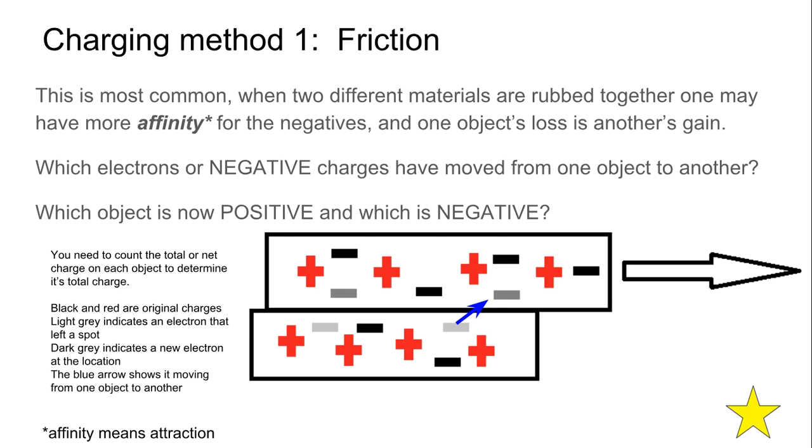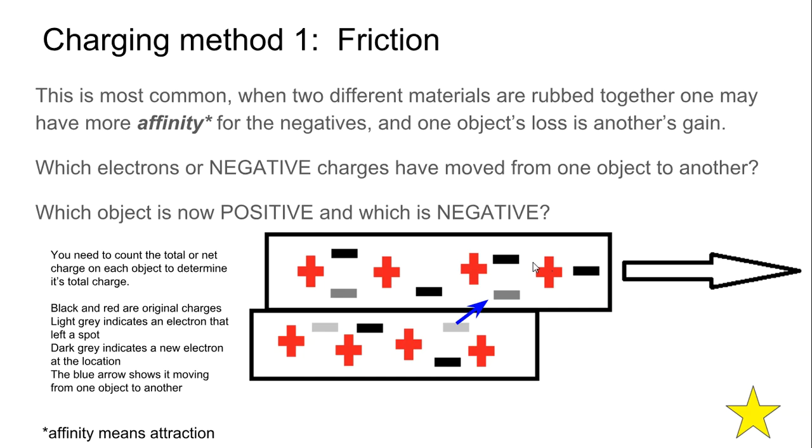When electrons or negative charges have moved from one object to another, which object is now positive and which is negative? So if we look, you need to count the total or net charge on each object to determine its total charge. Black and red are original charges. Light gray indicates an electron that left a spot. Dark gray indicates a new electron at the location. The blue arrow shows the electron moving from one object to another.